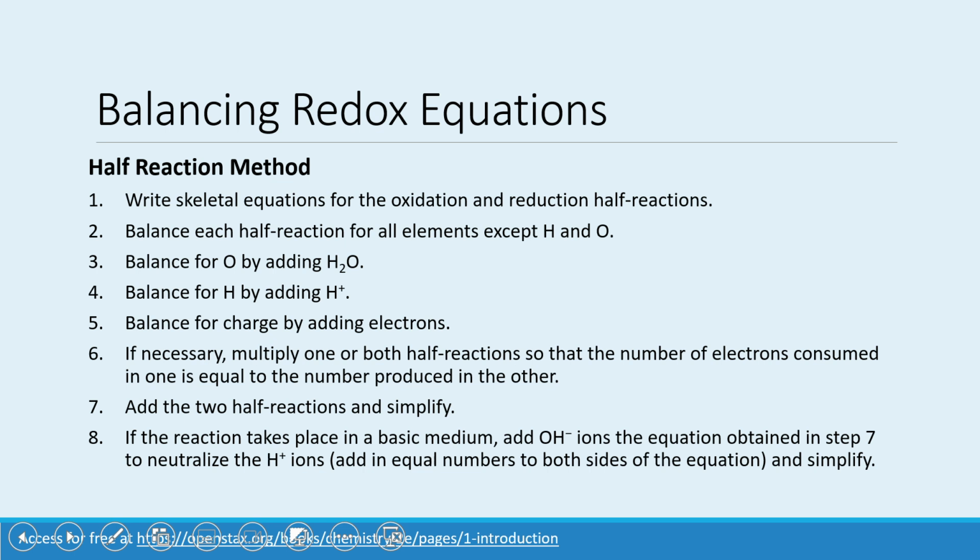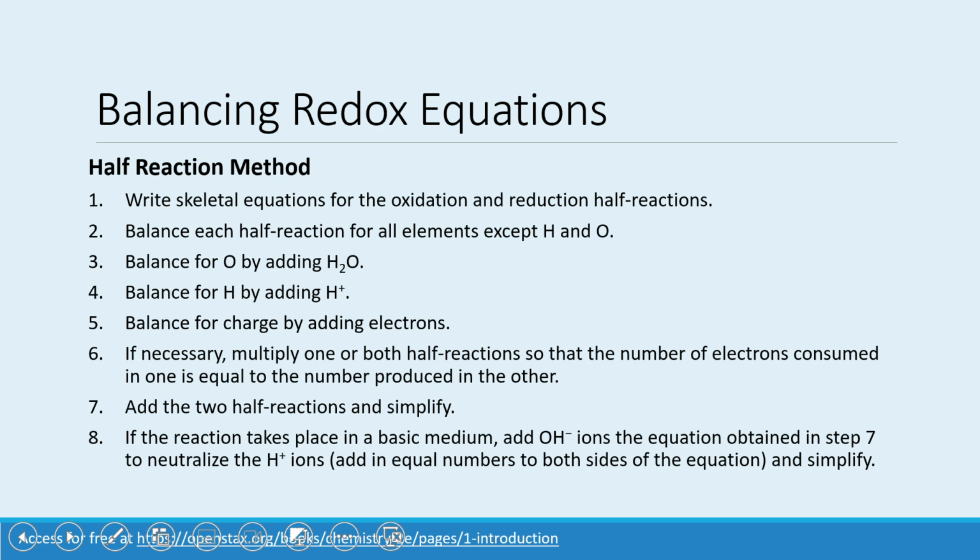And if we are in a basic solution, then we have to add hydroxide ions. We're going to add those hydroxide ions to the side which has the hydrogen ion, and those can mix together to produce water molecules. But whatever we add to one side of the reaction, of course, we have to add to the other side. And so if we add a hydroxide to one side, we'll add that same number on the other side, and then simplify from there.